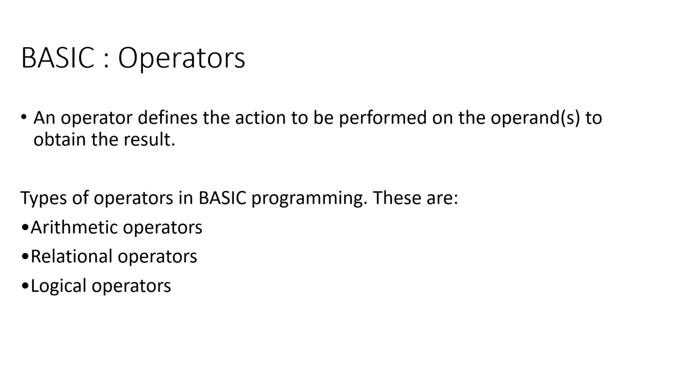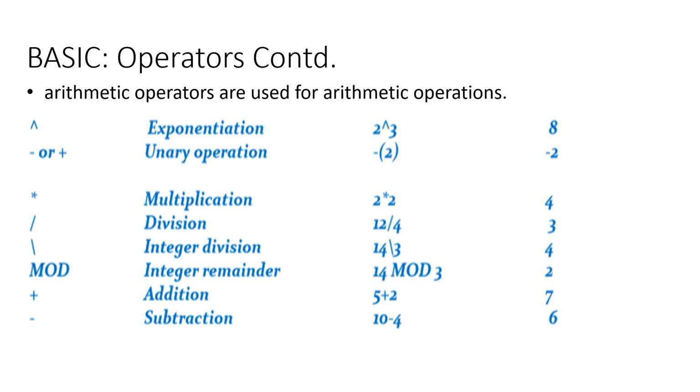So we have different types of operators in basic programming. We can have the arithmetic operator, relational operator, logical operator. Now let's take them one by one. The arithmetic operators are used for arithmetic operations. We can have exponentiation, multiplication, division, and MOD, which is modulus. For the modulus, like if you have 14 mod 3, when you divide 14 by 3, you have 4 remainder 2. So the result is the remainder, and that's why we have 2.